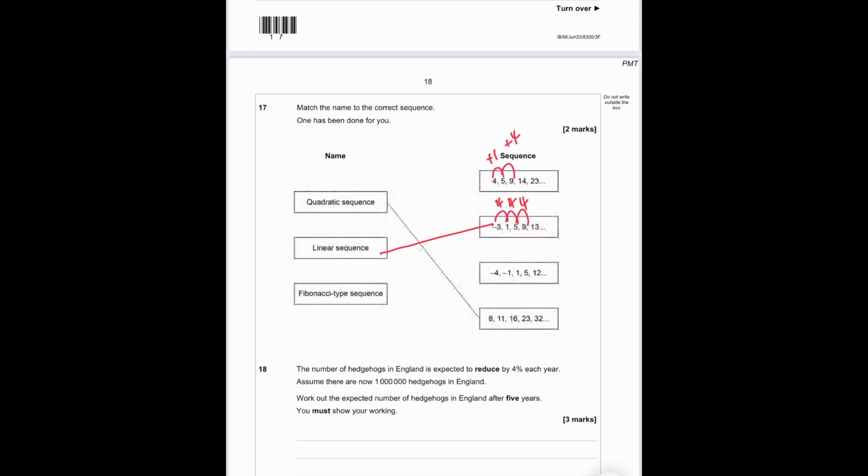Now a Fibonacci, we add the 2 previous numbers. So if we add 4, add 5, it gives us 9. If we add 5, add 9, it gives us 14. And if we add 9 and 14, it gives us 23. So that one is our Fibonacci sequence.